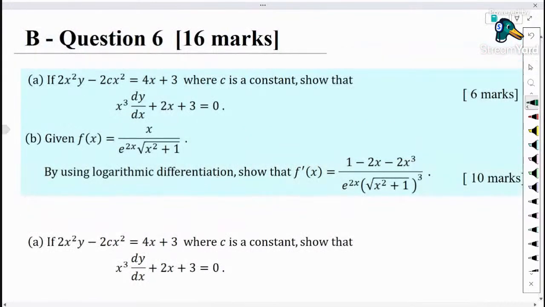Okay, let's see question A here. This is regarding the chapter on differentiation. 60 marks is given for this question. We have part A and part B. A and B are two independent questions.